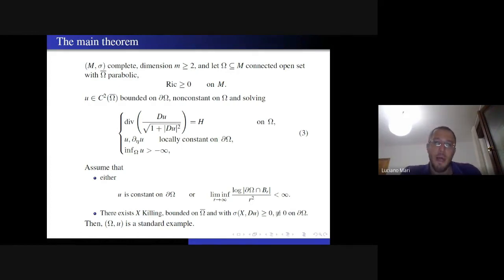That allows us to use this integral formula with a suitable test function and show that the Hessian of u has certain properties that imply the splitting. Some topological care has to be taken. It's not immediate. Even the topological splitting is a little bit delicate, but it works along this line.